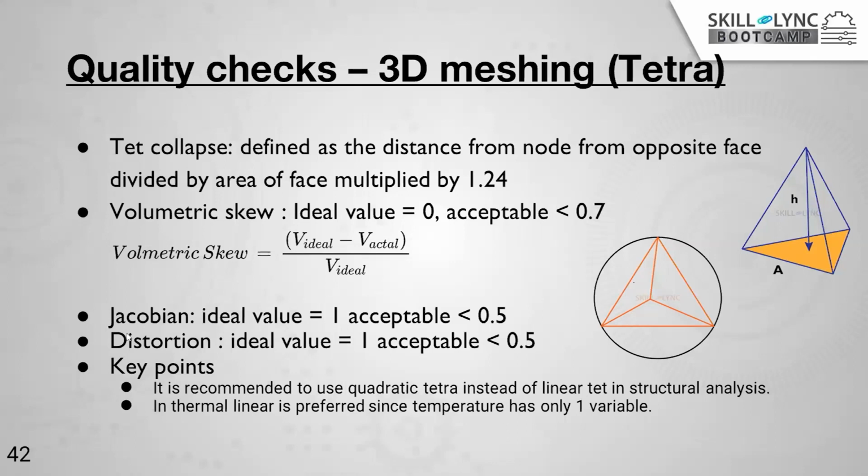Jacobian, same concept, but here the ideal value is 1. Acceptable is relaxed as compared to 2D meshing. It should be less than 0.5. Now some of the key points.